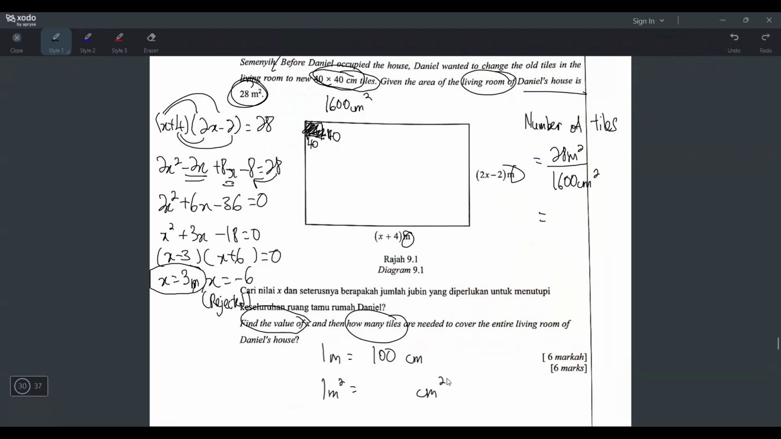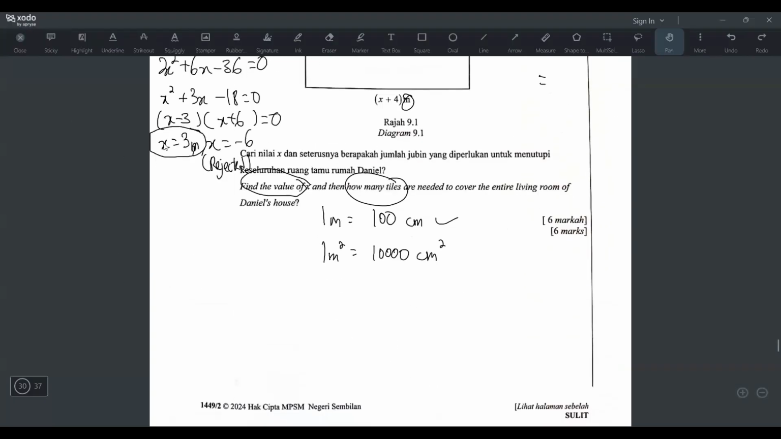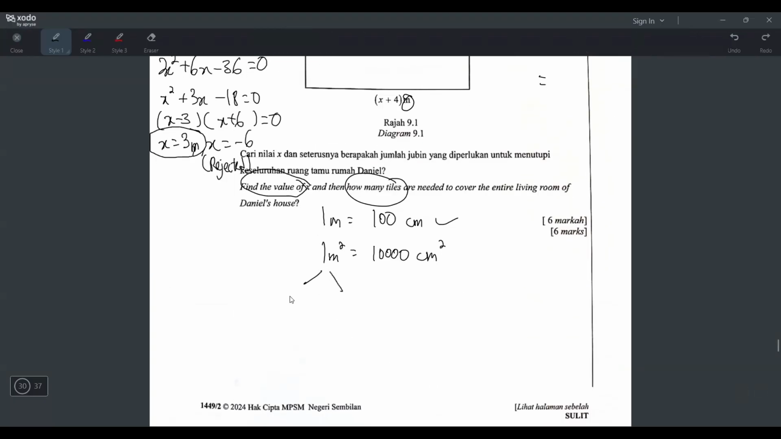Most people will answer 100, but it's wrong. It's not 100. 1 meter is 100 cm, this is correct. But 1 meter square is not 100 cm square. It's actually 10,000, 4 zeros, right? Why is it like that? Because 1 meter square is actually 1 meter times 1 meter. You agree, right? That's why you get meter square. And don't forget 1 meter is 100 cm, so it's the same as 100 cm times 100 cm. If you press 100 times 100 in your calculator, it gives you 10,000. So you understand, right?